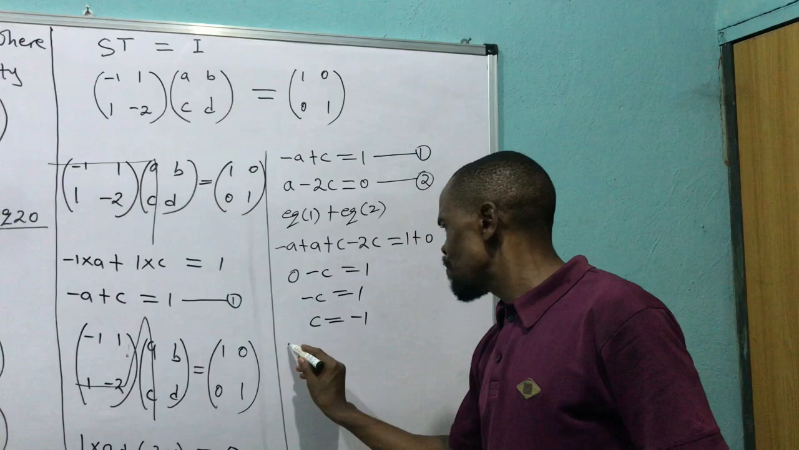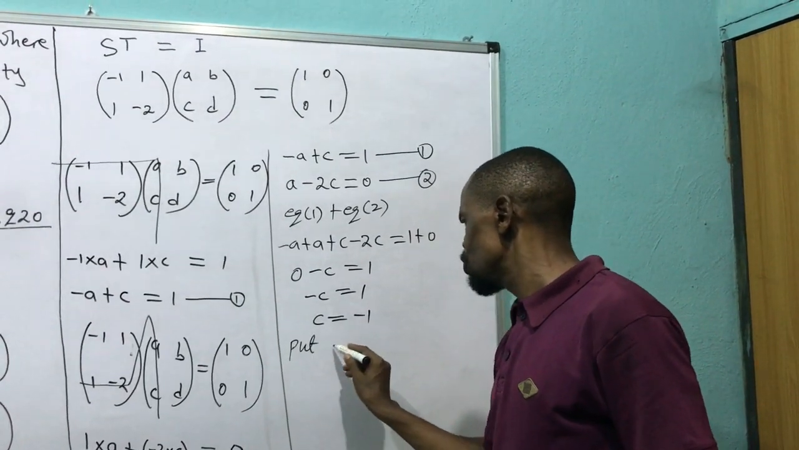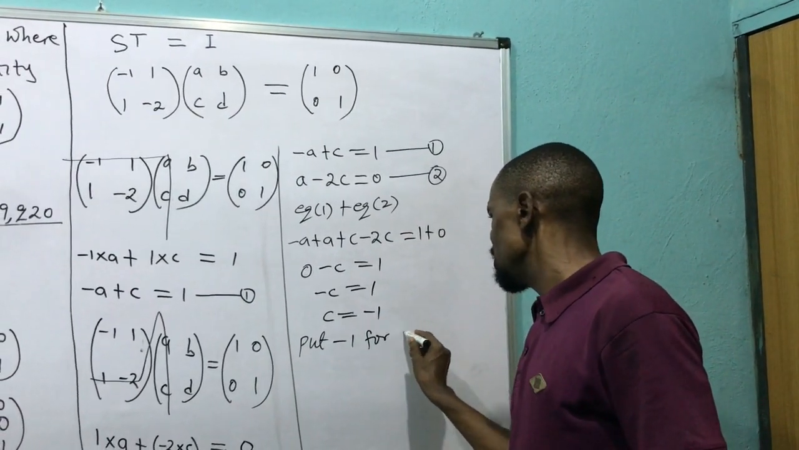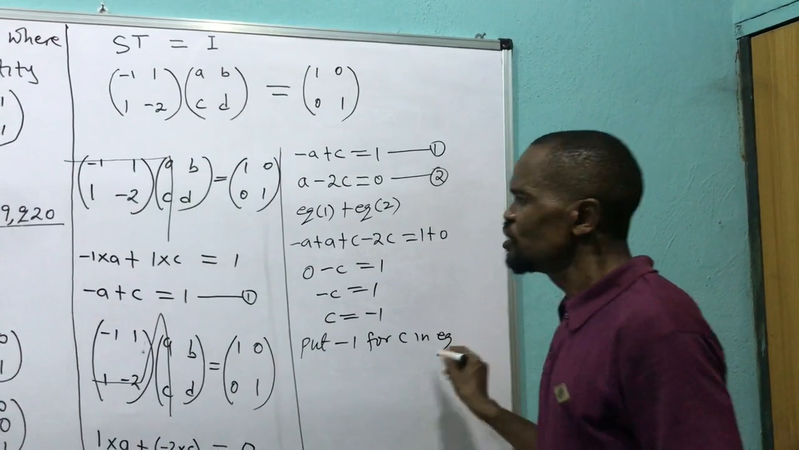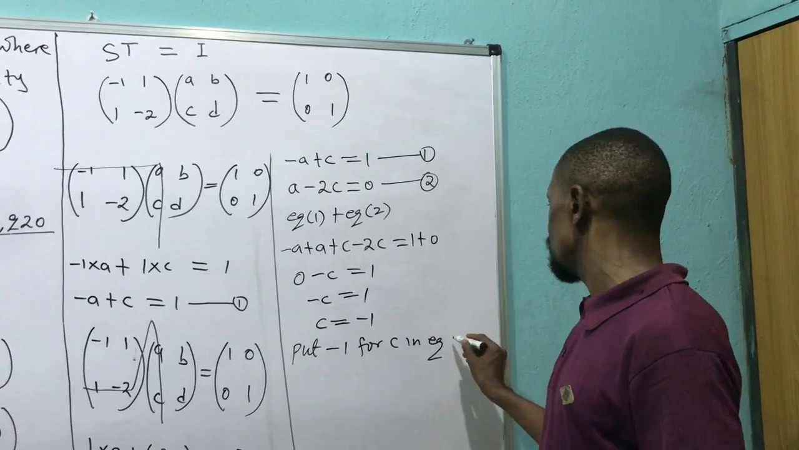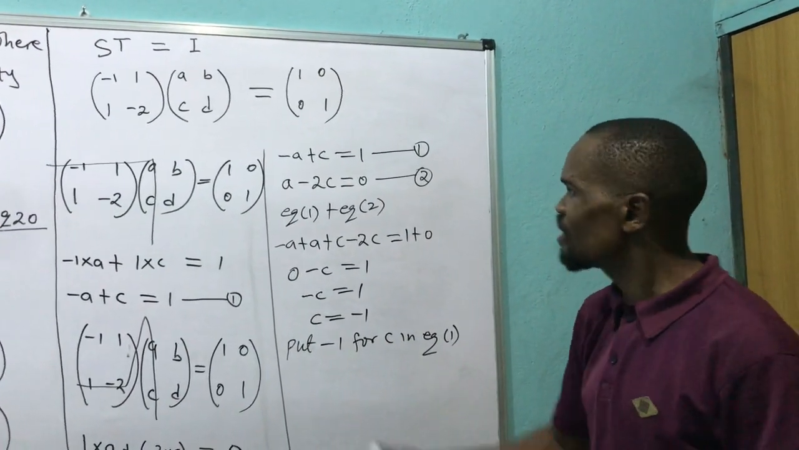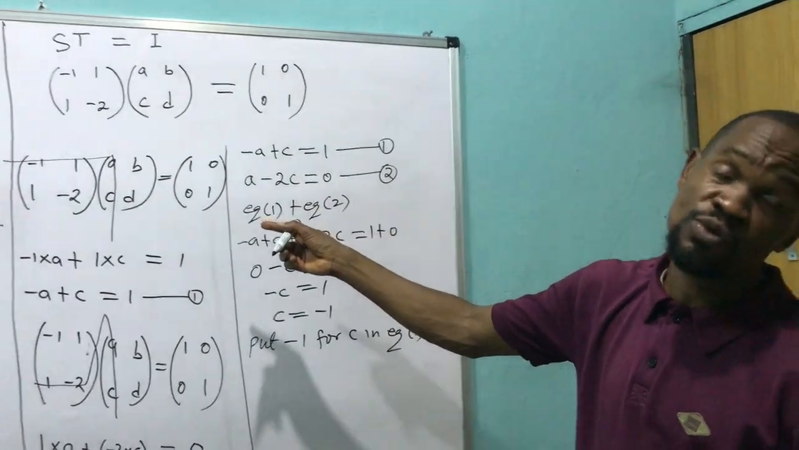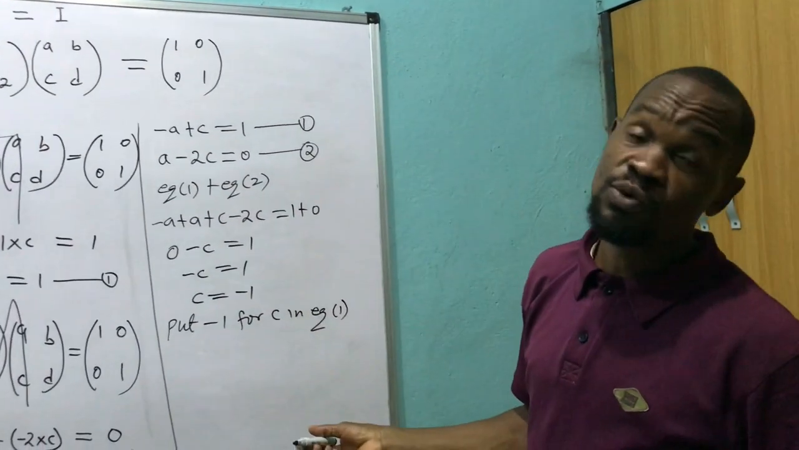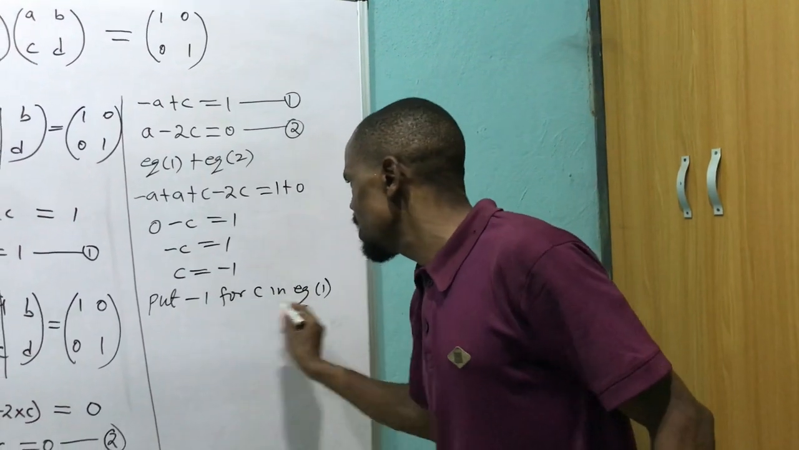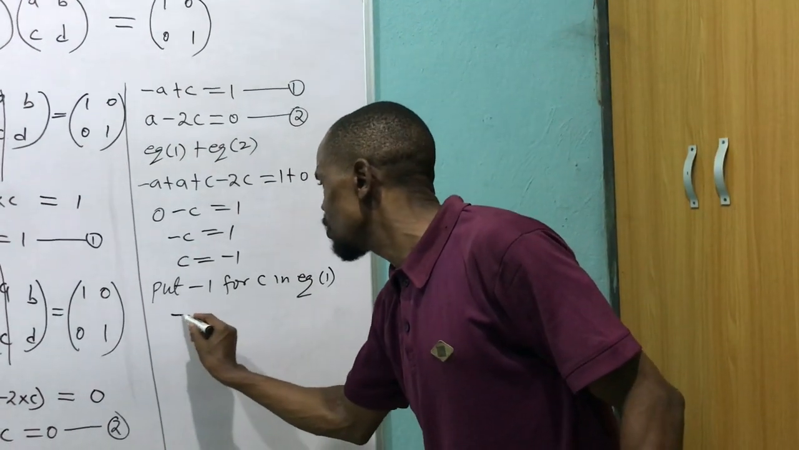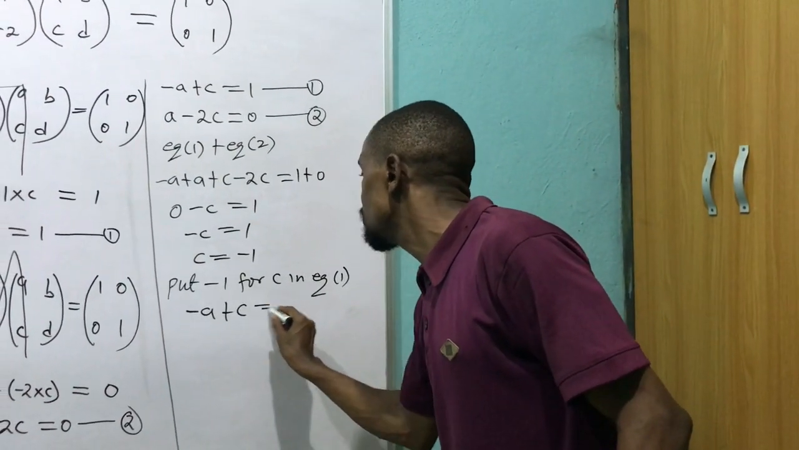I can now put minus 1 for C in any equation. I'm choosing equation 1, you can choose equation 2 as well. By putting it there, I will have minus A plus C is equal to 1.